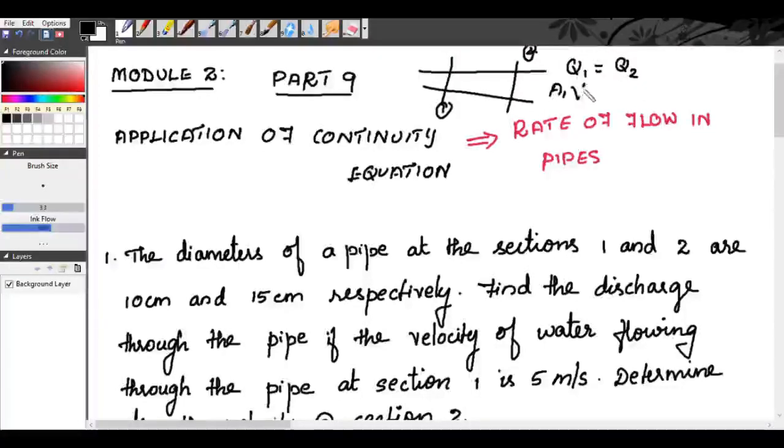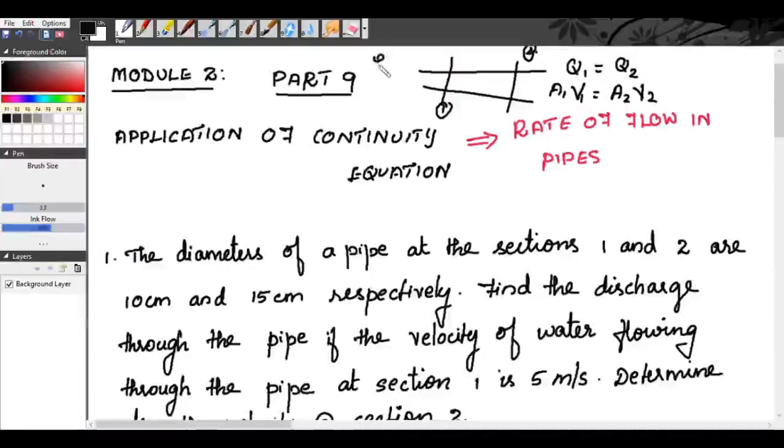That is, A1 V1 is equal to A2 V2, where A is the cross-section area of the pipe, and V is the average velocity at section 1, and A2 and V2 are the area and average velocity at section 2 respectively. So based on this concept, we are going to see some 5 problems today. Today we are going to see the application of this continuity equation, that is A1 V1 is equal to A2 V2.